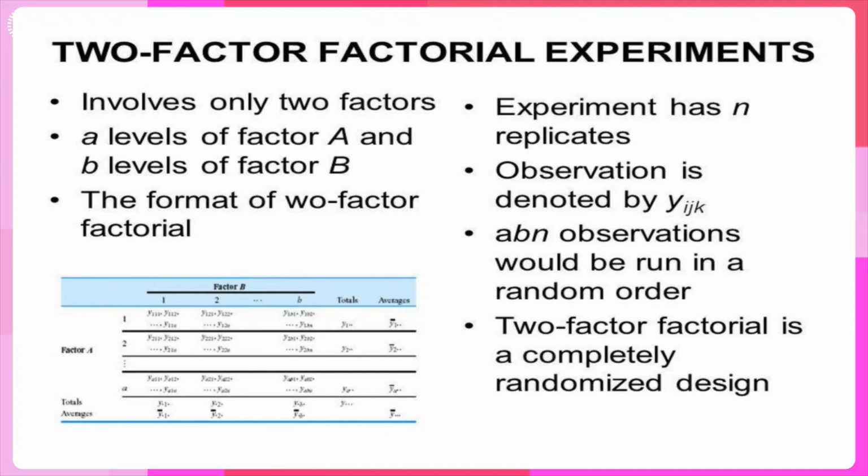So my dear students, it should be clear to you that two-level factorial designs involve two factors. There can be several levels of each factor. The format for factorial design remains the same. The experiment can be repeated multiple times, and two-level factorial design is a completely randomized design.